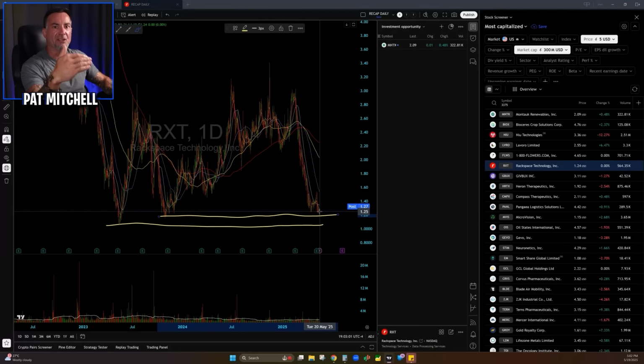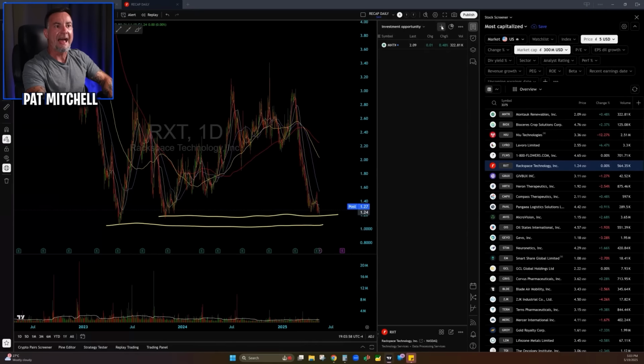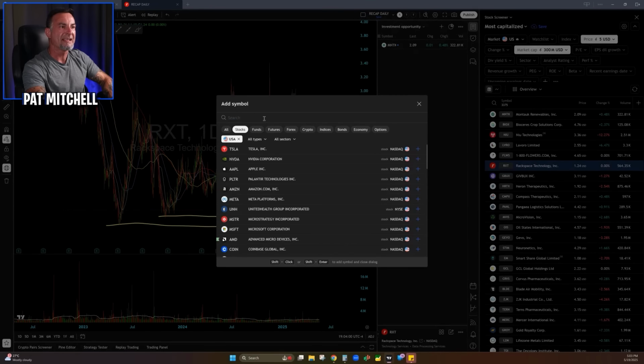So they will fight tooth and nail, these companies, to keep it listed, because you don't want to go to the pink sheets. You don't want to be some scumbag stock. You want it to be a reputable, legitimate company. Not saying that these are, but in the eyes of investors, that's what you want. It's multi-year support. It's tested that level multiple times. So let's add it to the list, RXT.